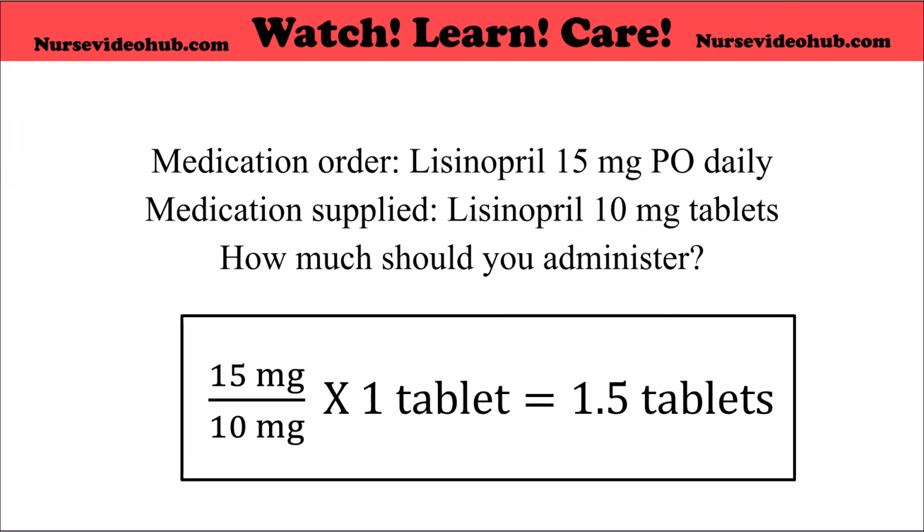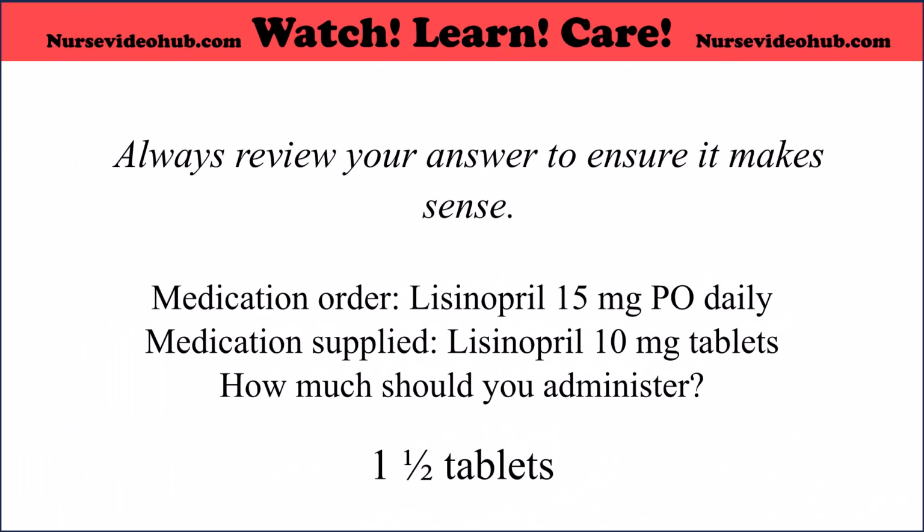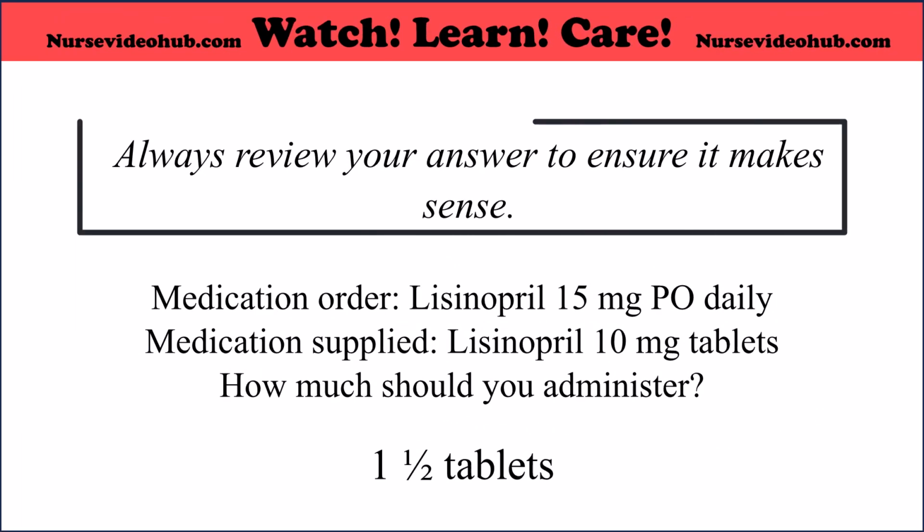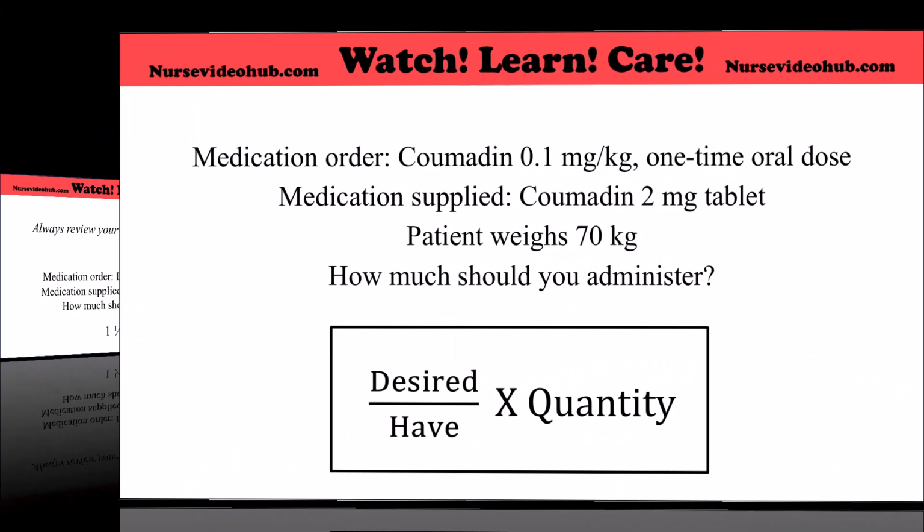Now solve for the amount of medication to be administered. 15 divided by 10 is 1.5. Multiply that by 1. You would administer 1.5 tablets. Always review your answer to make sure it makes sense. 1.5 times 10 milligram tablets equals 15 milligrams.